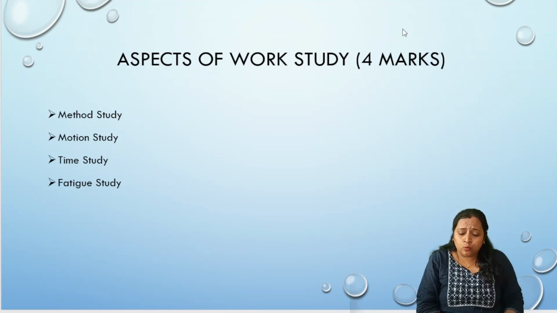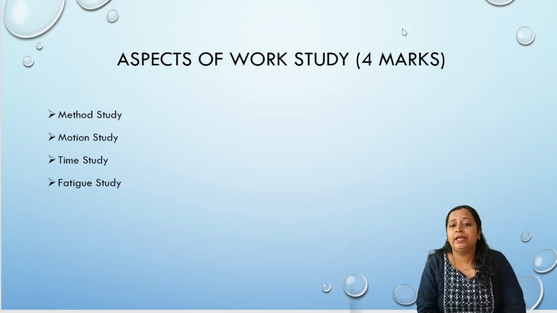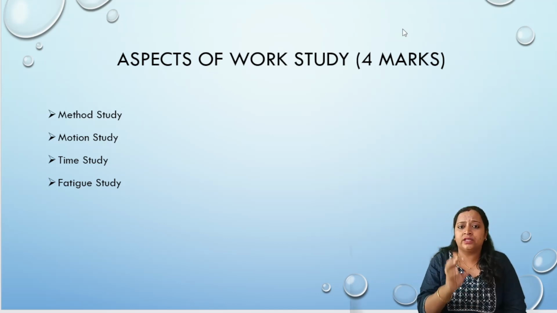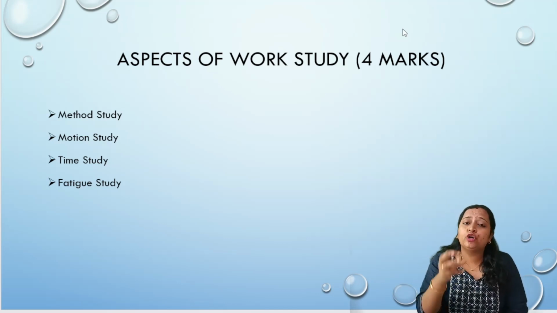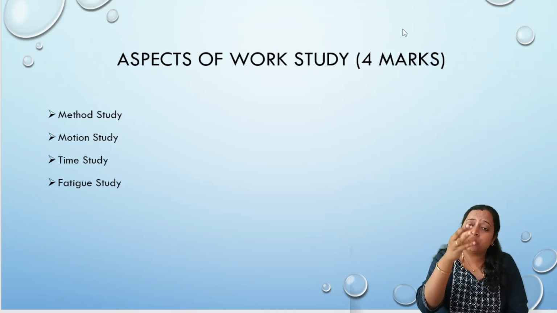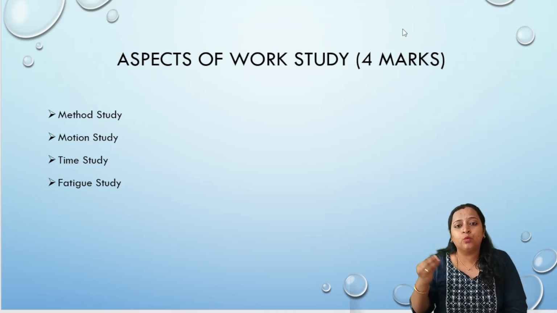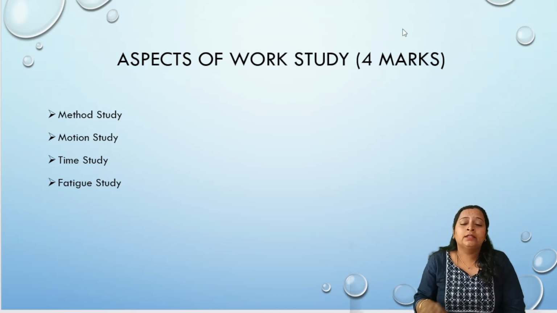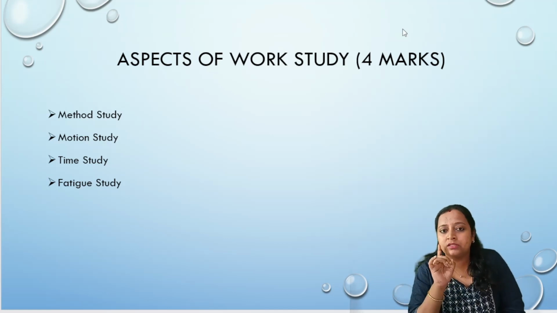See, while doing a work, this F.W. Taylor has come up with a few aspects. He has concentrated on a few things which you have to improve. If you are going to concentrate on these things, what happens? Automatically the efficiency of the work is going to increase. So what are those aspects of work study? This is again an important question. They will ask you for 4 marks.